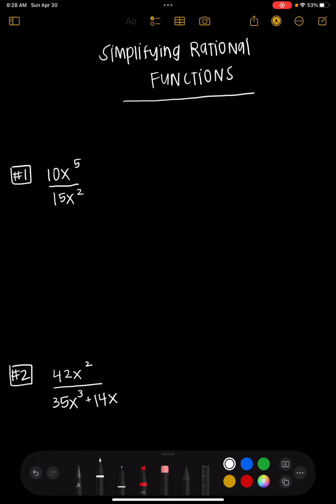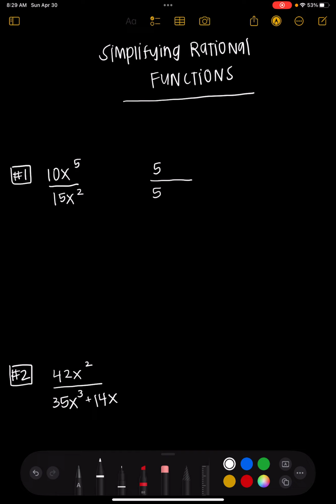So when I think about what they have in common, I'm going to start with just the numbers or the coefficients, 10 and 15. What can I divide them both by? Well, they are both divisible by 5. So I'm going to take a 5 out of the top and the bottom.